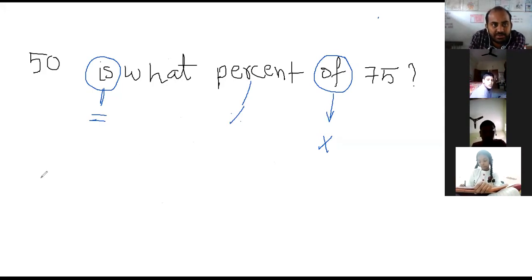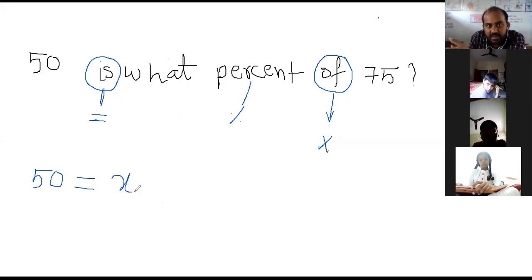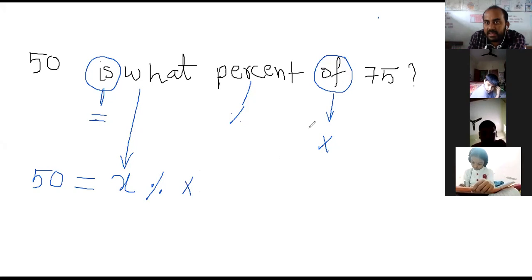Now see here, 50. What I said to you, instead of "is", what to write? Equal. What is the unknown? I don't know, that's why let's assume it is x. Percentage symbol. Next word is "of". Of means into. Yes, next word 75. Up to here clear?